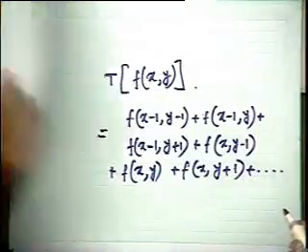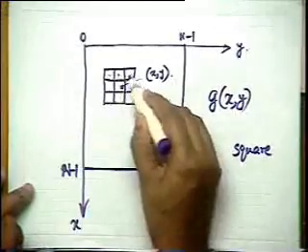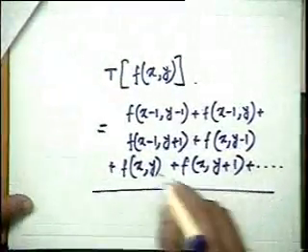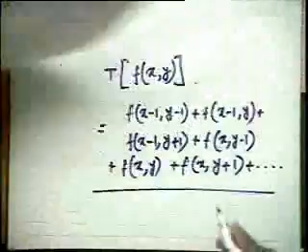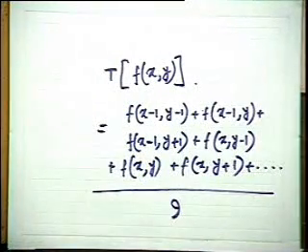All that I am trying to do is take this 3 by 3 neighborhood and sum up the intensity values of all these pixels, and then since there are 9 pixels I divide by 9. So what am I doing in the process? I am doing a kind of averaging.